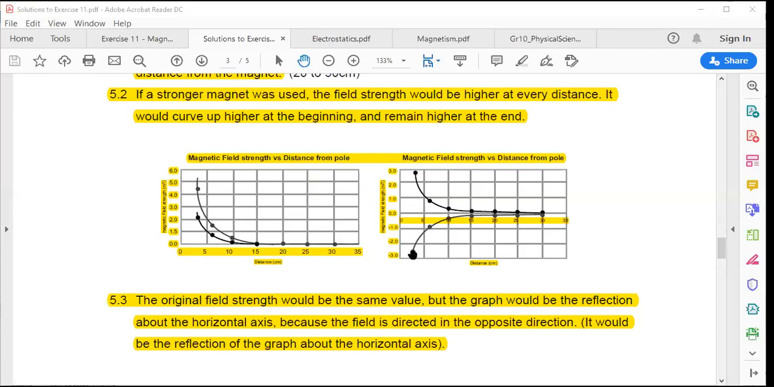But your graph, the direction will still be the same, but you're moving maybe from left to right. Now you're moving from right to left. Then you're going to have a reflection of the same graph on the x-axis. So this is what you're going to have from the original one. Right. Then we move on to the next one.